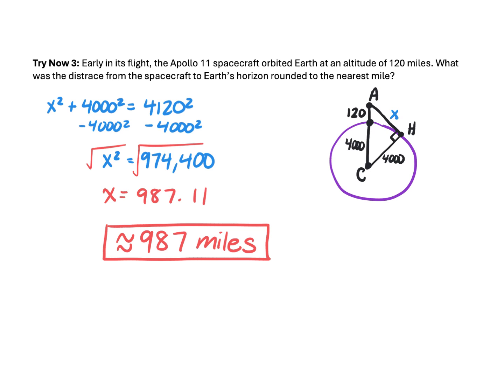Okay, here is your solution to your try now. I drew a picture very similar to the one we drew in example 3, but the Apollo 11 was only 120 above the surface of the Earth, and then we do our Pythagorean theorem and solve and end up with about 987 miles.